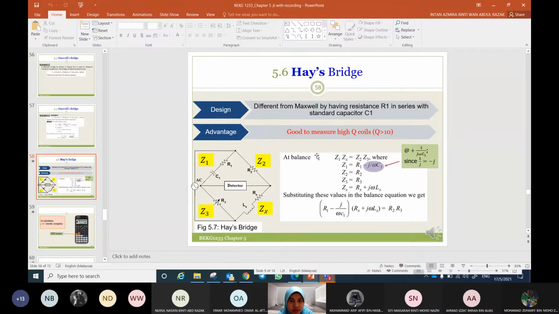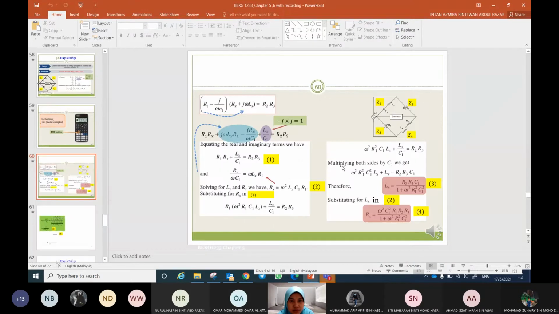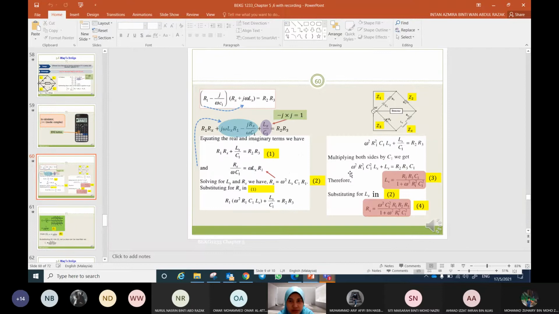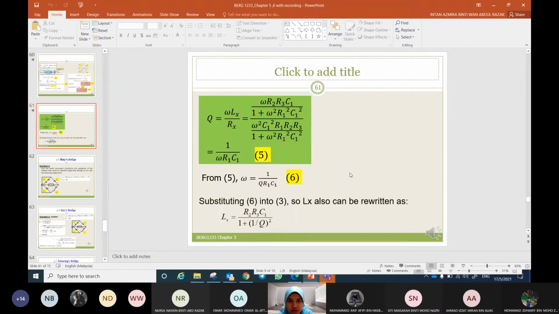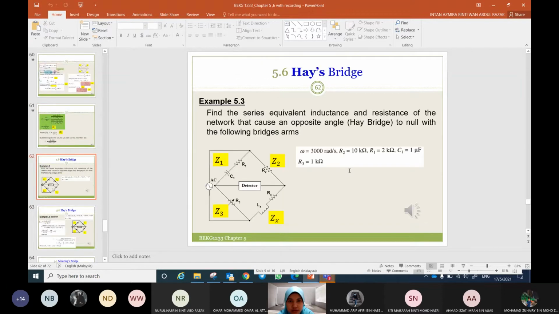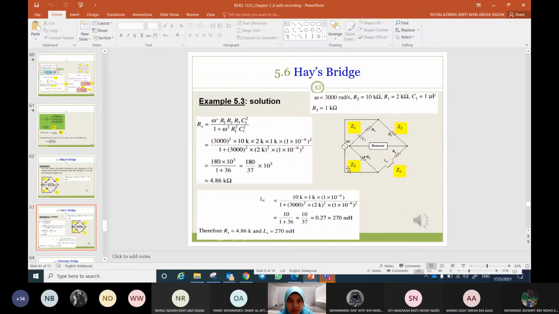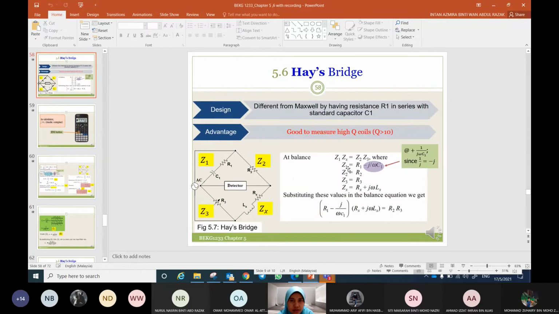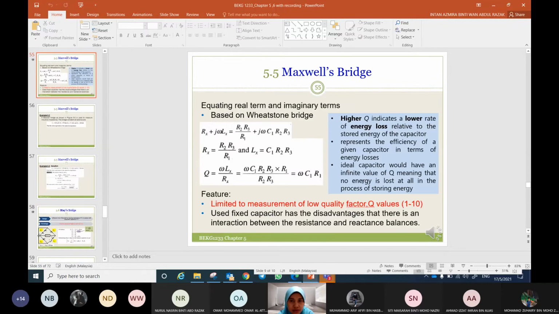I think we have done this slide, the bridge. Okay, class, never mind. Let me have a quick review or revise on this chapter. Actually, this slide contains chapters 5 and 6: chapter 5 for DC bridge and chapter 6 for AC bridge.